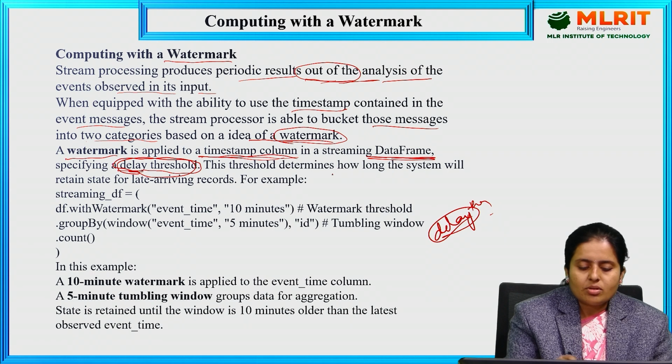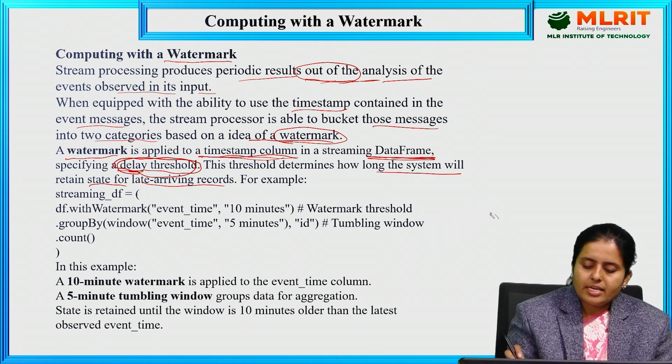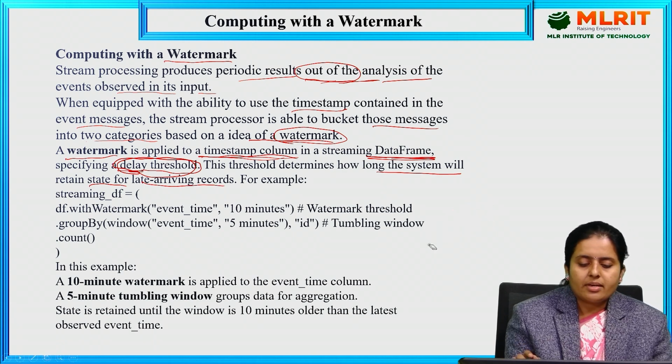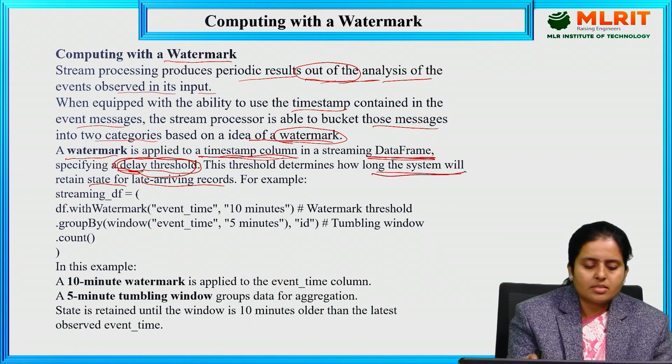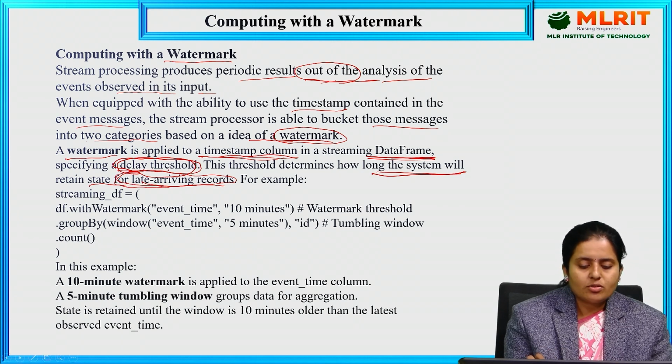This threshold determines how long the system will retain state for late arriving records. This delay threshold determines how long the system will retain state for late arriving records, so how long the system is going to store those late arriving records.